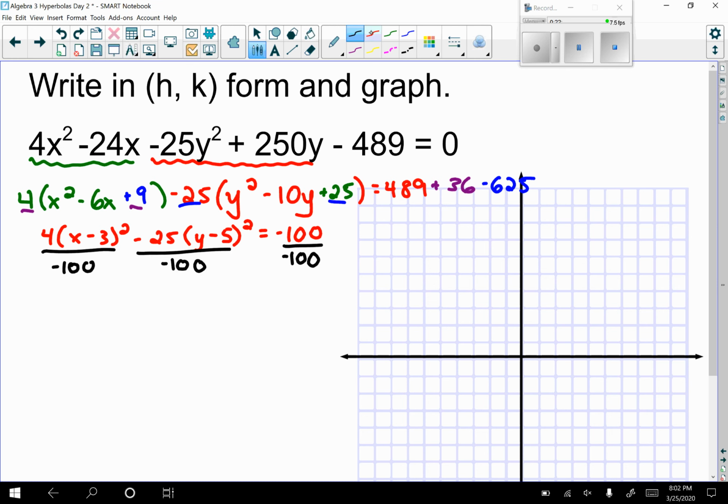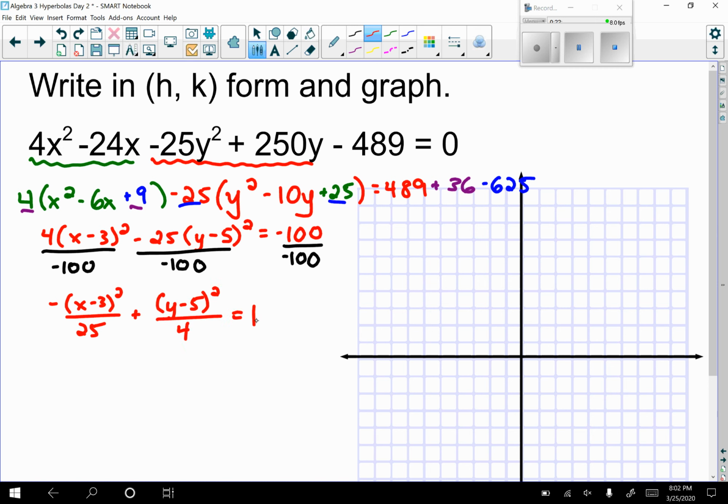But now what's going to happen is the signs are going to switch. So I'm actually going to get a negative. I'll move that up top. x minus 3 squared. 4 goes in 100 twenty-five times. A negative divided by a negative is now positive. The quantity y minus 5 squared over 4. And then this is going to equal a positive 1.